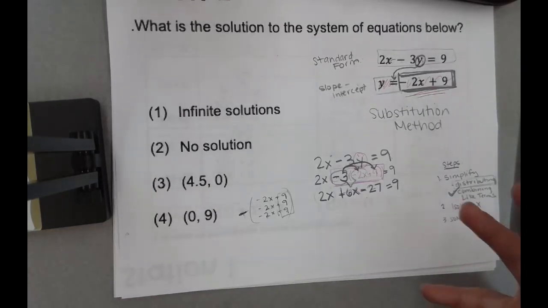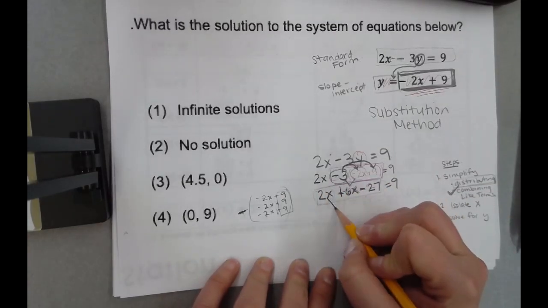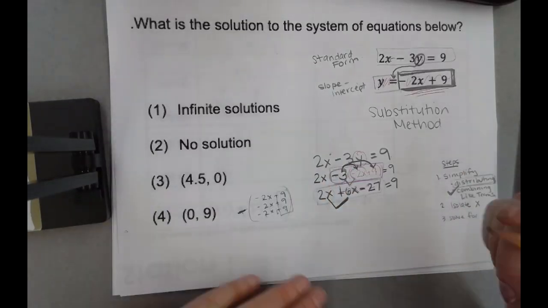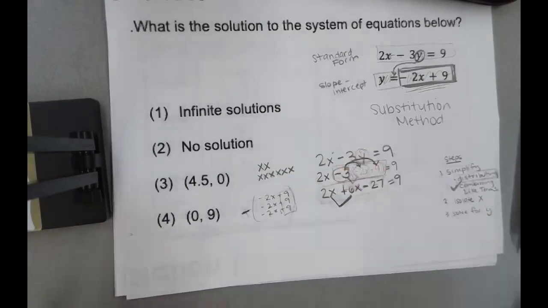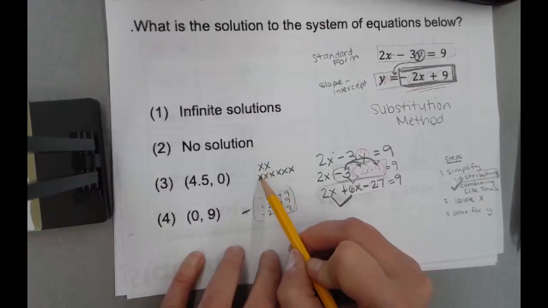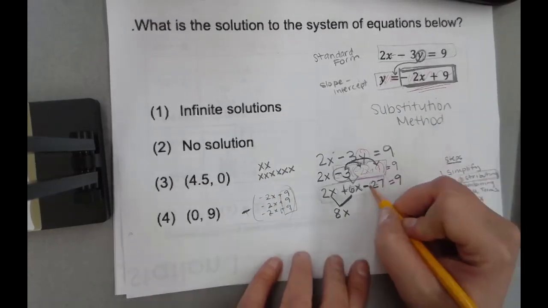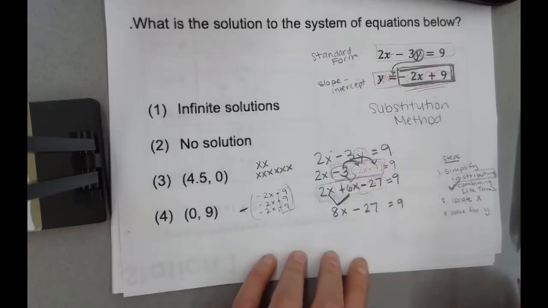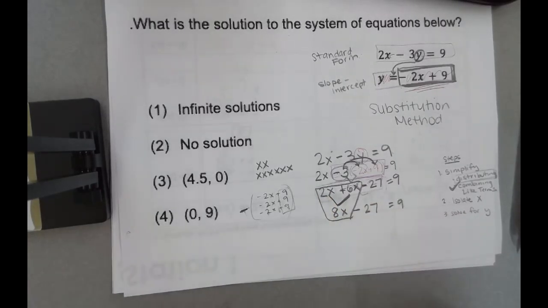So like terms, I'm seeing over here on the left-hand side of my equation, these 2x's and these 6x's can be combined together, right? 2x's and 6x's together make 1, 2, 3, 4, 5, 6, 7, 8 x's. 8 x's minus 27 equals 9. This was all that could be combined.